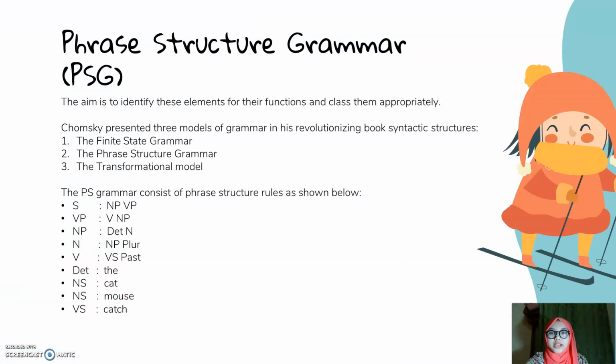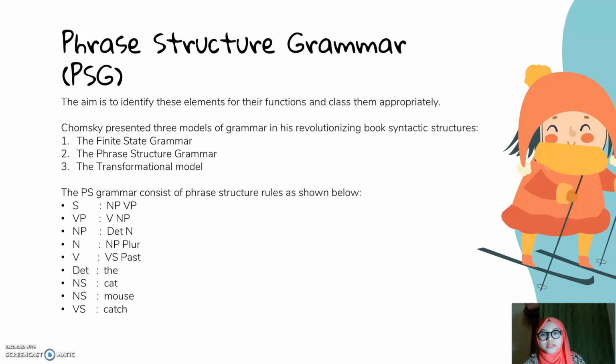Phrase structure grammar. The aim is to identify these elements for their function and class them appropriately. Chomsky presented three models of grammar in his revolutionizing book Syntactic Structures. First is the finite state grammar. It is the most basic and elementary and is full of inadequacies.